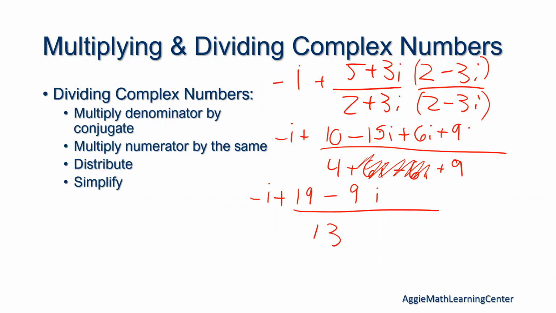Like last time, we have to split it up into 2 fractions so that we have our constant and then just our i part over 13 being added. To add the i parts together, I'm going to say that the constant is the same thing as 19 over 13. So it kind of looks like you're subtracting. Yeah, I realized that. Sorry. Minus 9i over 13. Since there's 13s on the bottom, that's 19 over 13 minus 9i over 13.